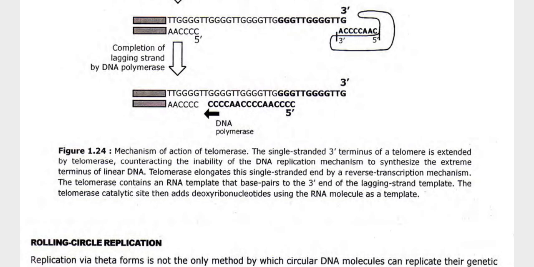So, the mechanism of action of telomerase. The single-stranded 3' terminus of a telomere is extended by telomerase, overcoming the inability of the DNA replication mechanism to synthesize the extreme terminus of linear DNA. Telomerase elongates this single-stranded end by a reverse transcription mechanism. The telomerase contains an RNA template that base pairs to the 3' end of the lagging strand template. The telomerase catalytic site then adds deoxyribonucleotides using the RNA molecule as a template.